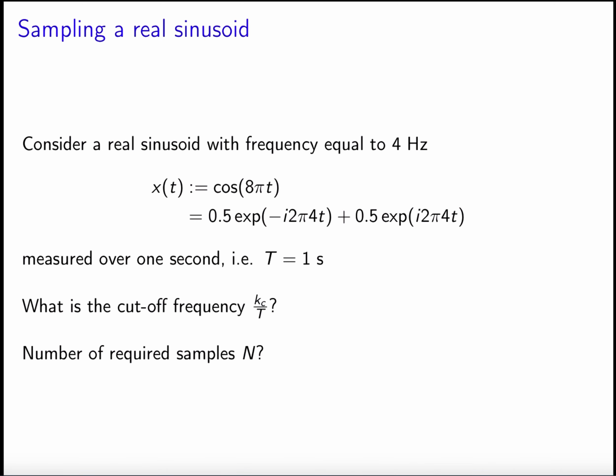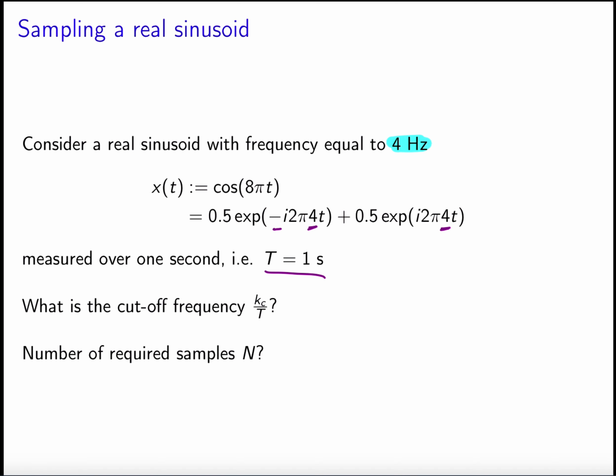Okay, so now we're going to do a very simple example to just drive home the main points that we have explained. We're going to consider a real sinusoid with frequency equal to 4 Hertz. So that means that t is equal to 1 over s. So the maximum frequency kc is 4, and the frequencies are minus 4 and 4. Remember that we need negative frequencies because we have to account for phase shifts, and that's part of why all of this becomes very complicated, but that's just life.